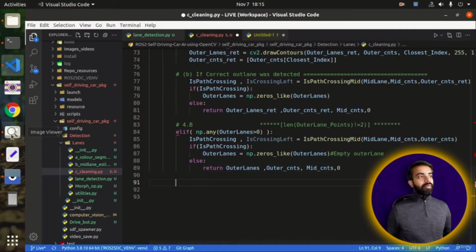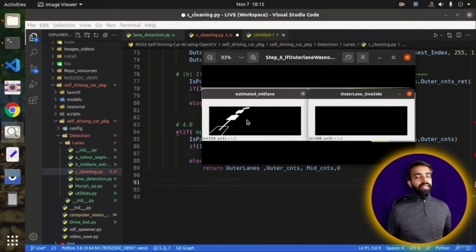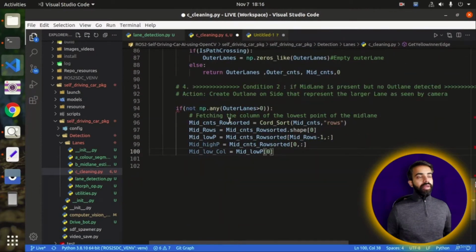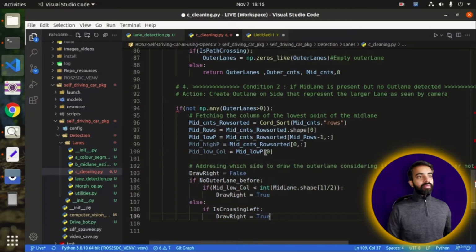Now proceeding to the next step, that is, understanding the case where there was no outer lane present. This can happen in two ways: it was present before and was completely wiped out because of being incorrect, or it was not present altogether. So we need to cater for this case by writing the condition where the outer lane is not present. Then we sort our mid lanes and get the lowest point of the mid lane contours. Then, moving on, we address which side to draw the correct outer lane.